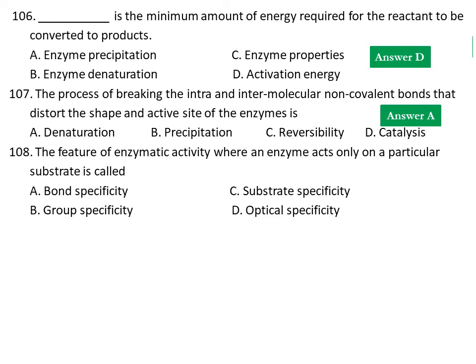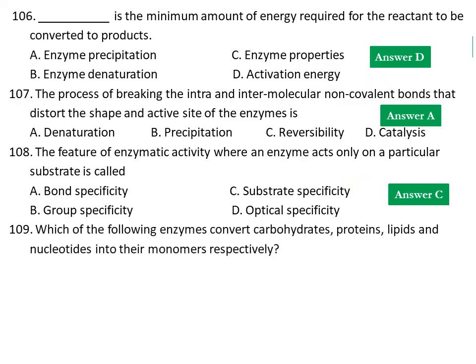Question number 108. The feature of enzymatic activity where an enzyme acts only on a particular substrate is called A. Bond specificity. B. Group specificity. C. Substrate specificity. D. Optical specificity. So the answer should be C, substrate specificity.